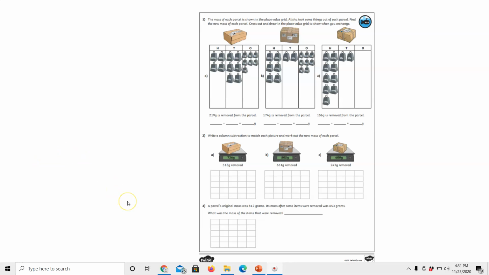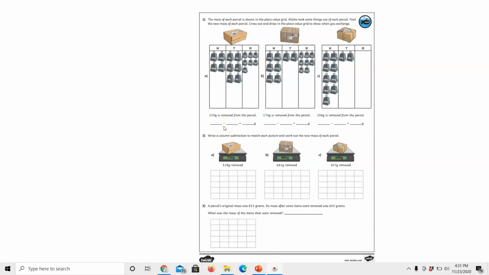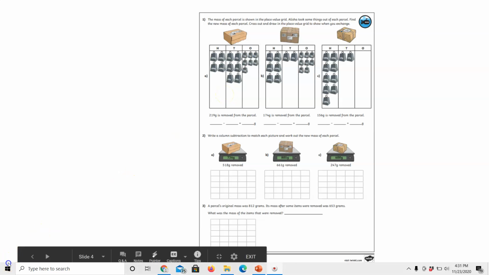So here is your math page for today, Monday, November 23rd. Let's take a look at how you're going to do each problem. They're the same problem. They're each a subtraction problem. They're just shown to you in different ways. And so let's take a look at each one.